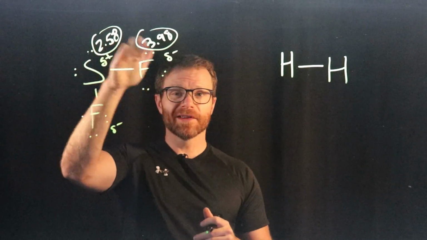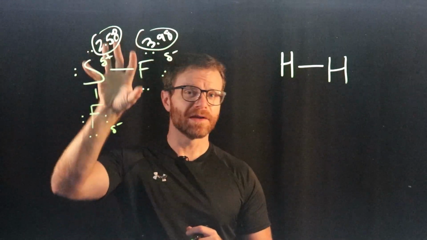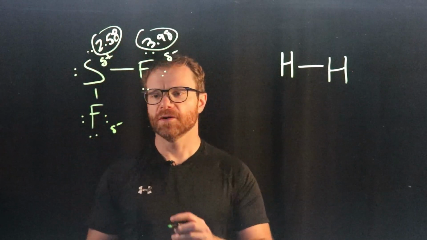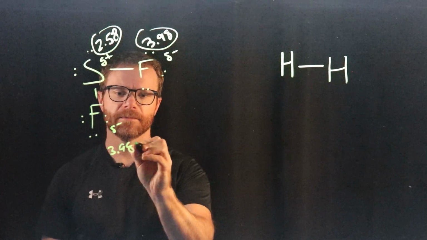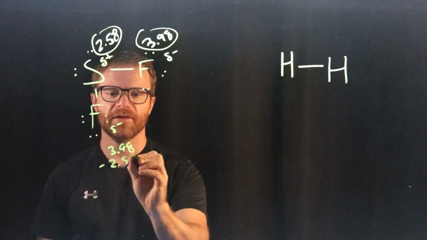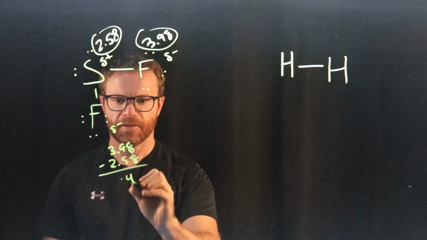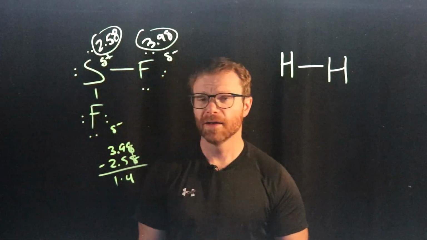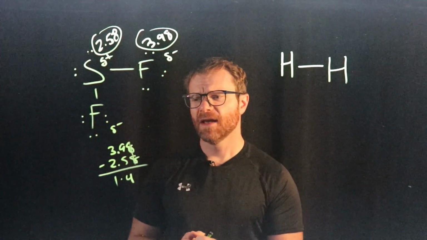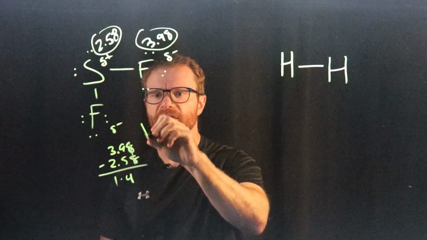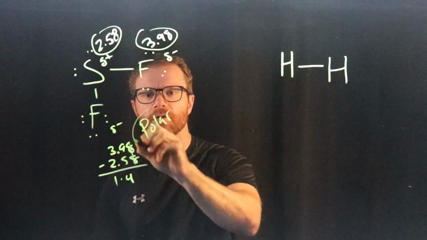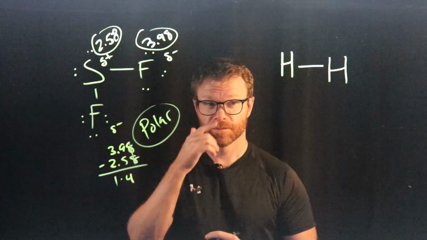Specifically, you could actually calculate the difference between these two and see that it's greater than 0.4. So you could say 3.98 minus 2.58 is, the 8s are going to cancel, 1.4, right? So that's still a big enough difference that this is going to be a polar covalent molecule.